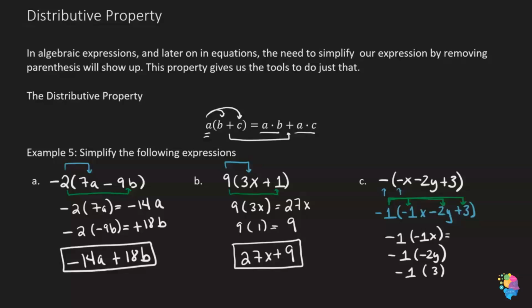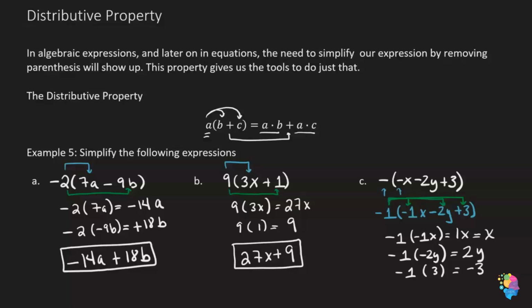Now, same sign, -1 times -1, that will be a positive 1x. You can just write it as an x. You can leave it as a 1x, but you can simplify it even further by just writing an x. If I have -1 times -2, this is the same sign, so that becomes 1 times 2 is 2. Don't forget to bring the variable. And then -1 times that positive 3, because they're opposite in sign, the result will be that minus 3.